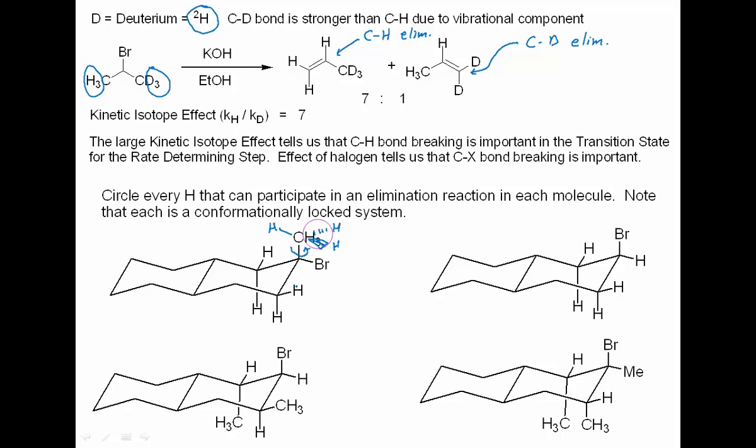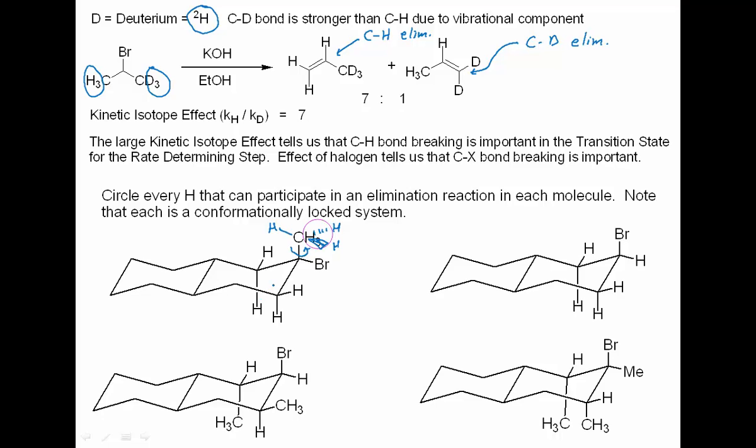You may be tempted to say this hydrogen's trans to bromine, but it's not anti. It has to have a 180-degree dihedral angle, and this is a gauche. Okay, 60-degree angle between hydrogen and bromine here, and a 60-degree dihedral angle between this hydrogen and this bromine. And the same thing for the equivalent hydrogens on the other side of the bromine.